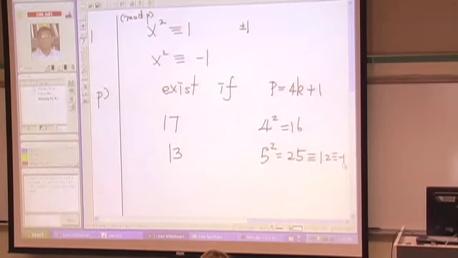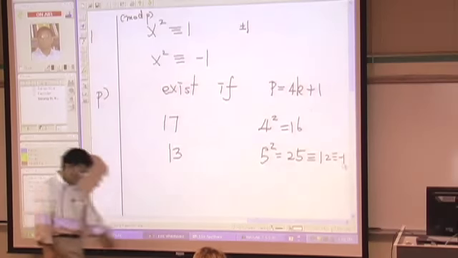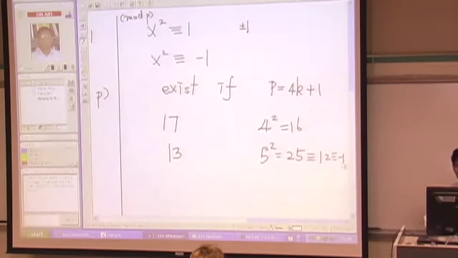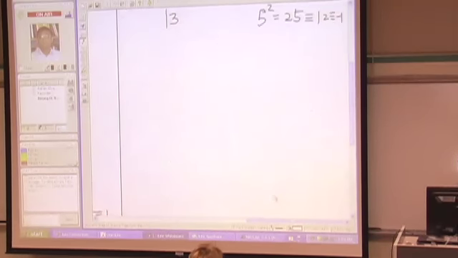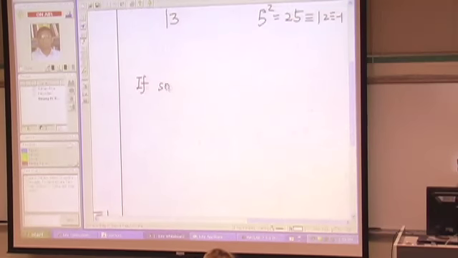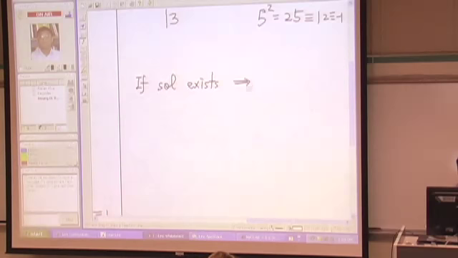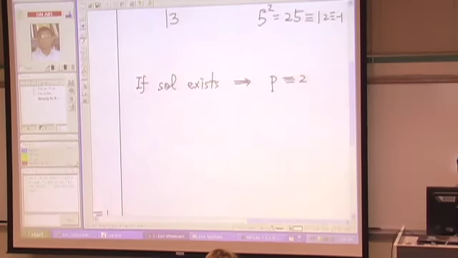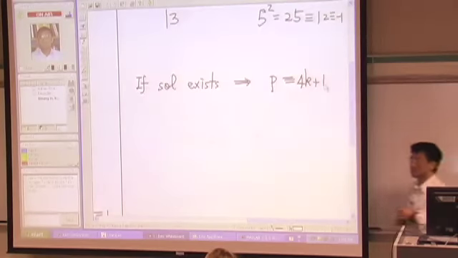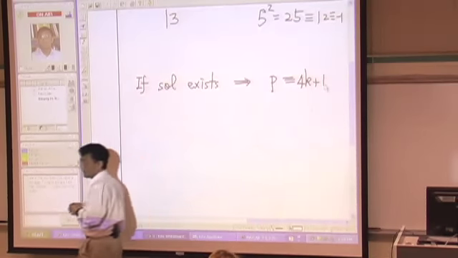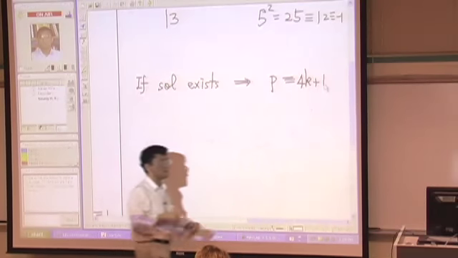So what I want to do now is not just finding solutions like this, because there are infinitely many prime numbers. We cannot do this with just examples. I want to prove it. So first of all, I will prove this case. If a solution exists, then p is 4k plus 1. So this is the one I will prove.